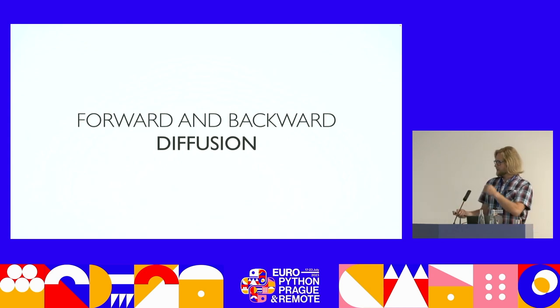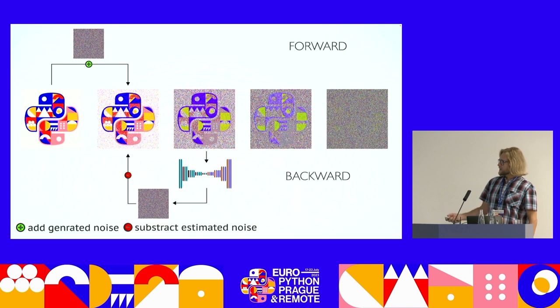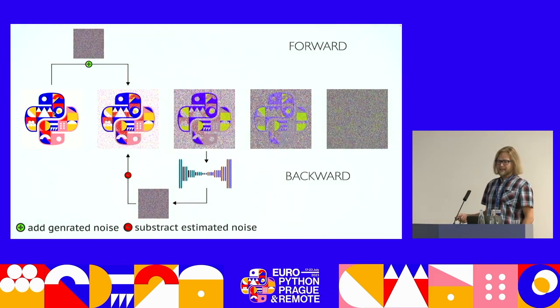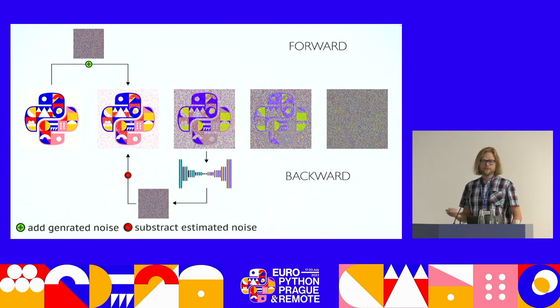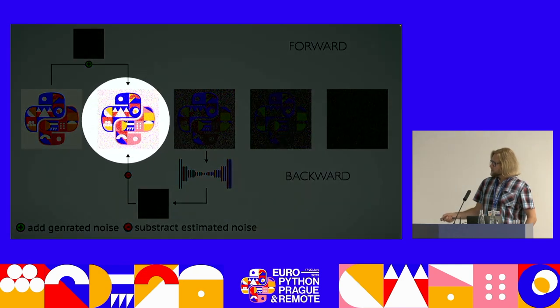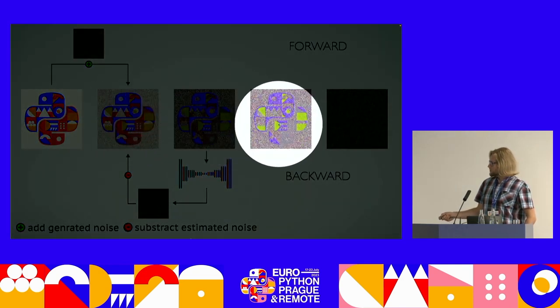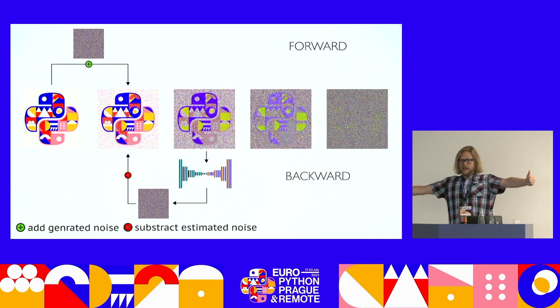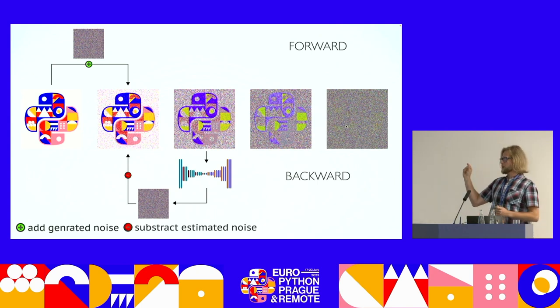Diffusion is a process that can be described with this slide. I hope this will be clearly understandable. You start with some image, and then you add some noise to that image. The noise is generated by just calling a random number generator. You add this noise to the image, then a bit more noise, and a bit more, until finally all you have is noise. You have multiple time steps, and each of them just adds a little bit of noise to the image.